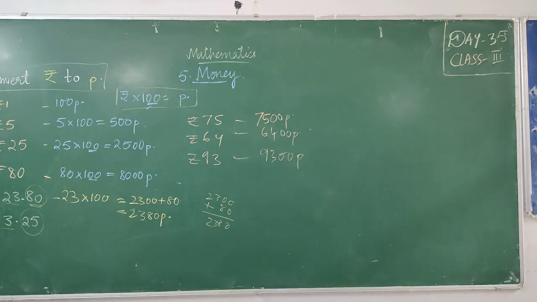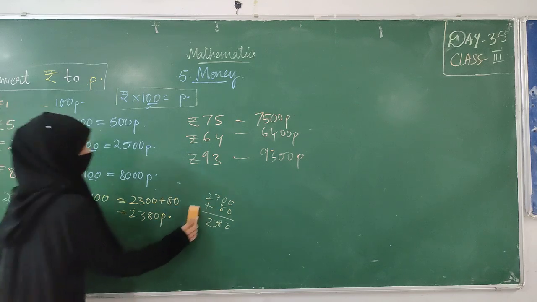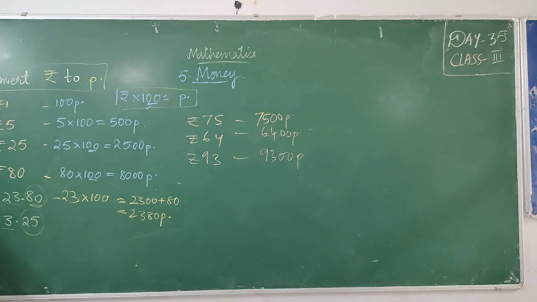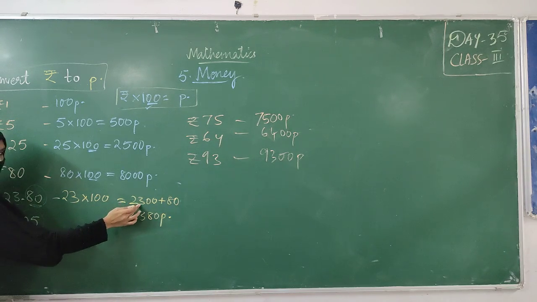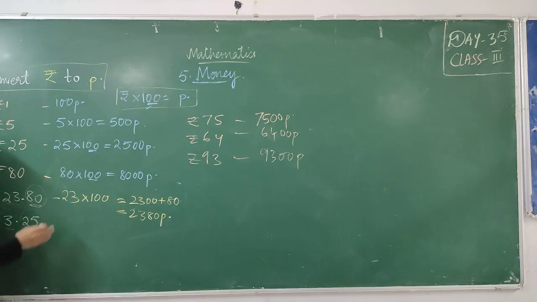Such a long method, no? There is a simple and quickest method, but you should understand. Showing the long method doesn't mean you will always use the easy method and forget the basic concept. See here, in this amount, the number after the point is already in paise, you don't have to touch that. The number that is in rupees, that you will convert. 23 is in rupees, you multiplied 23 and converted it, then the paise was already 80, you are adding this paise to this paise, 2380p you got. This is the long method.